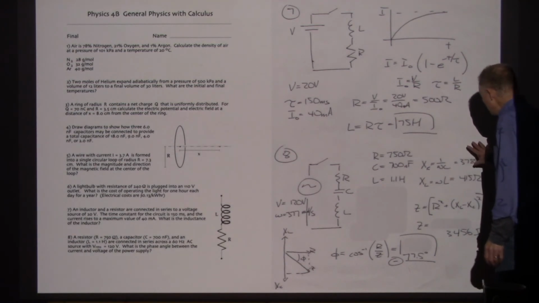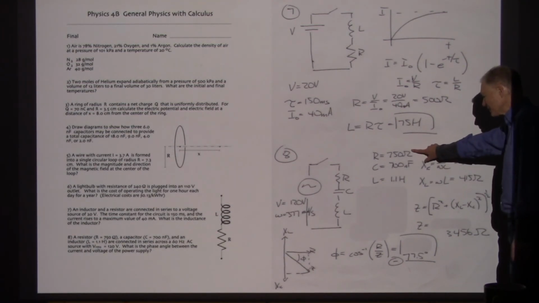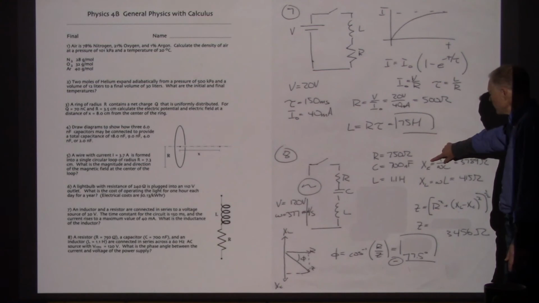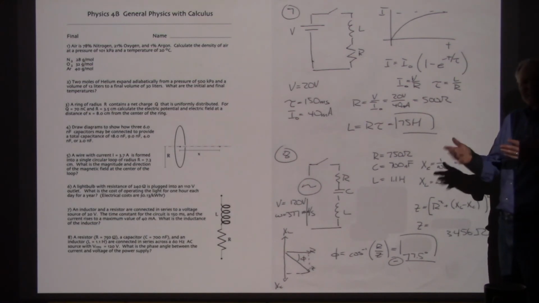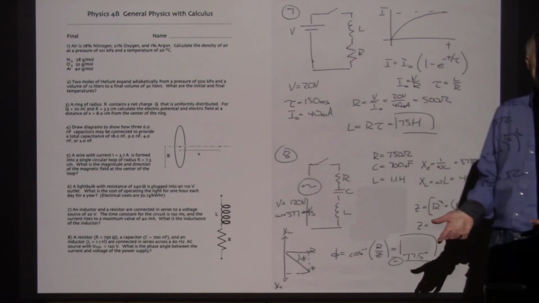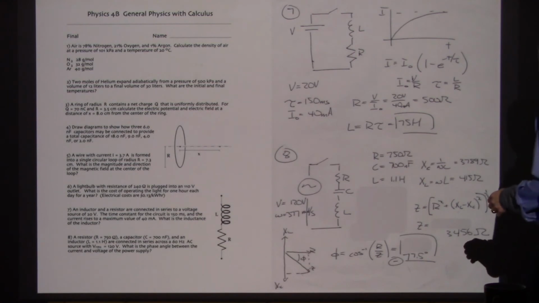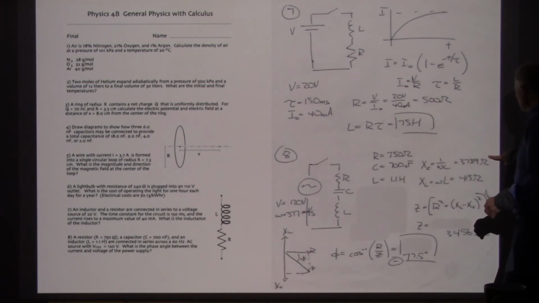And so what I can do from that is, I've got the resistance in the resistor, how much reactance there is in the capacitor, and how much reactance in the inductor. Basically finding out how much resistance we have in each one of the devices. Well, the capacitor is going to have 3,789 ohms of reactance. The inductor is going to have 415.